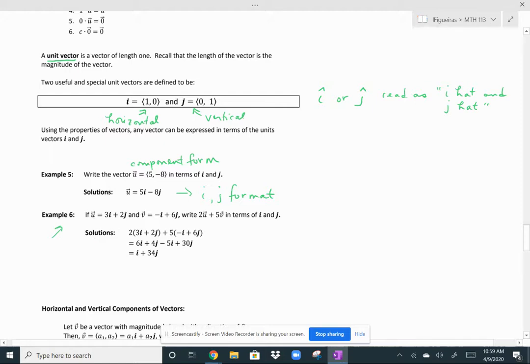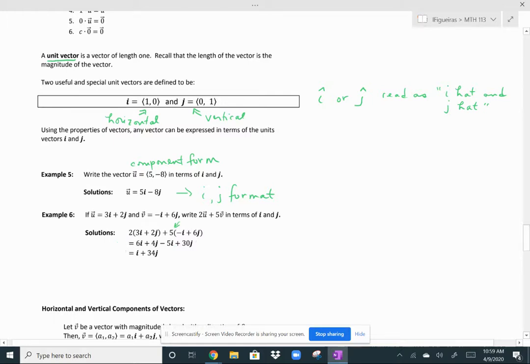So vector u gets multiplied by 2, which is what you see here. Vector v gets multiplied by 5, which is what you see here. So both components get multiplied by the scalar. So I get 6i plus 4j, and then I get negative 5i plus 30j.